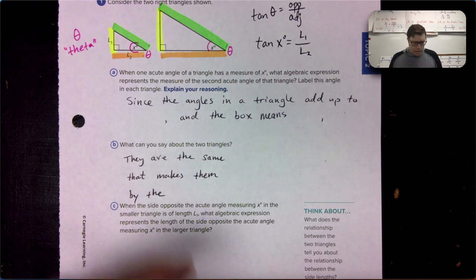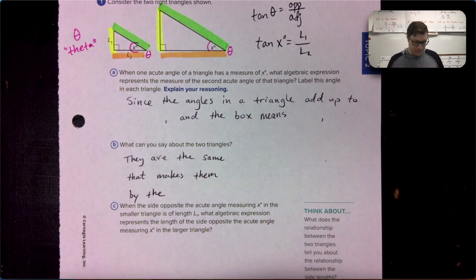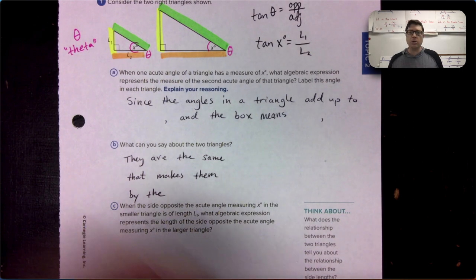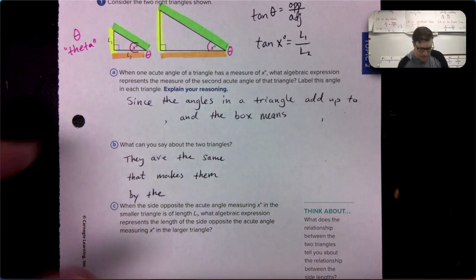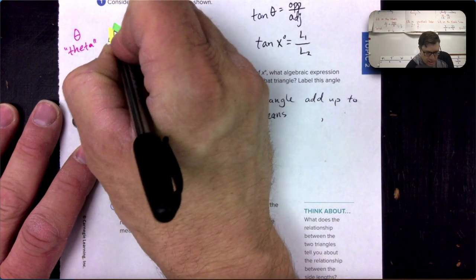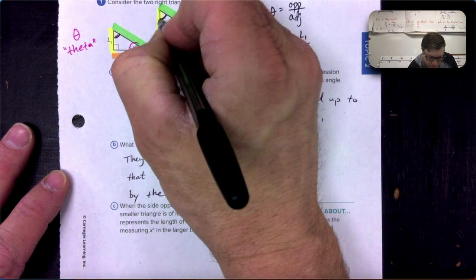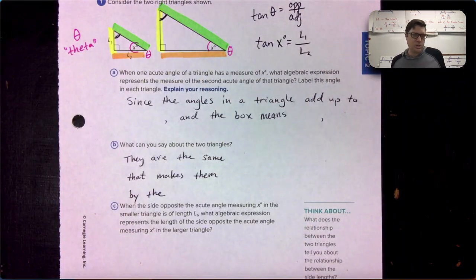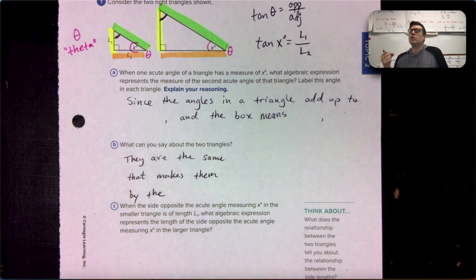So let's go. When one acute angle of a triangle has a measure of x degrees, so we're referencing this triangle, what algebraic expression represents the measure of the second acute angle? You do realize, by the way, guys, that there is another acute angle up in this corner, and in this corner of both, since those triangles are similar, that they are both going to have the same measurement. But what is the way we could calculate that measurement quickly?